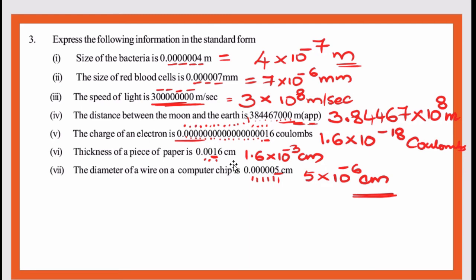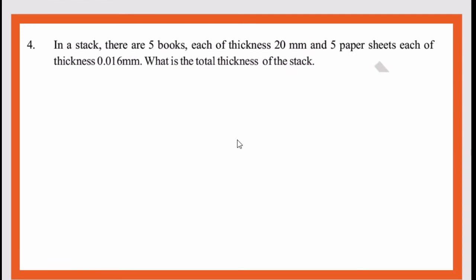Okay, next, moving on to one more question. See, there are 5 books, he is telling, in a stack. If you have seen a library, in a library books are kept in stacks, right? Keeping the books side by side is what we call a stack. So there are 5 books, each of 20 mm thickness, and 5 paper sheets, each of thickness 0.016 mm. Now we need to find out the total thickness of this stack.